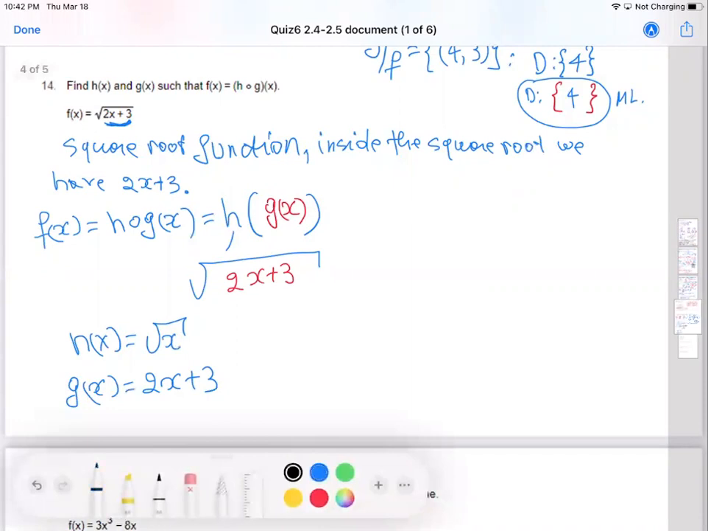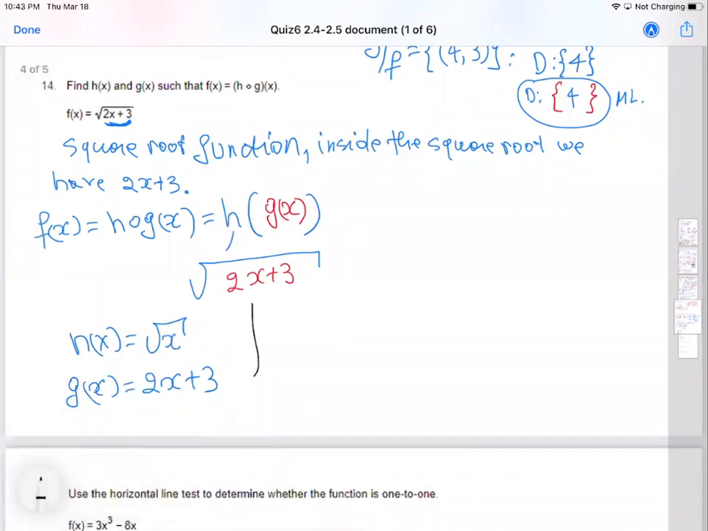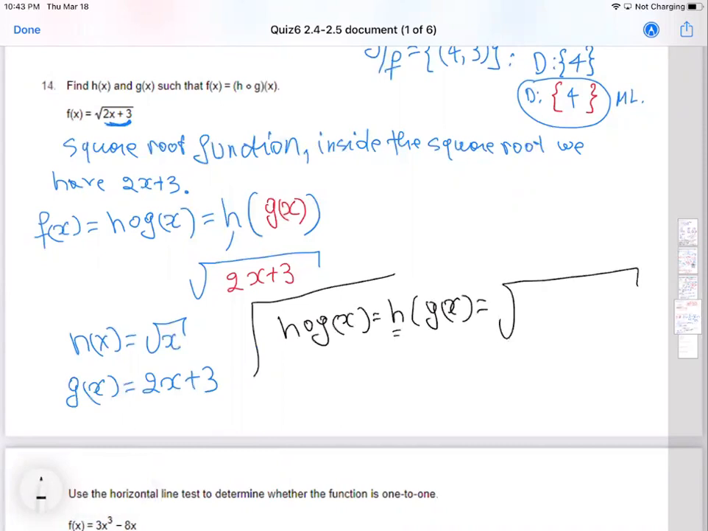Let's find this real quick so we check. I always like to check my answer. So let's say h composed with g of x, that is h of g of x. So I will start with h, which is the square root, and I have the blank in there instead of x. And into the blank, I'm going to enter g of x, which is 2x plus 3. So this is the same as the one we started with. So that is f of x.